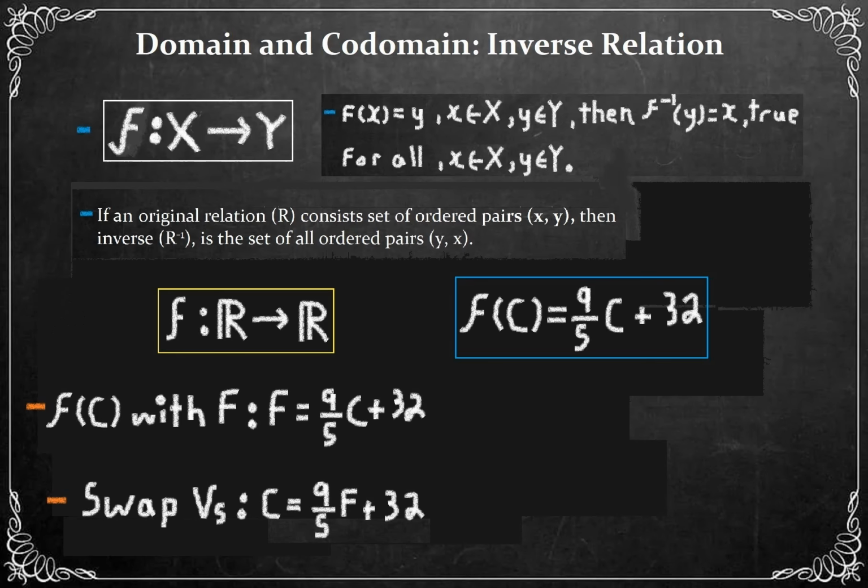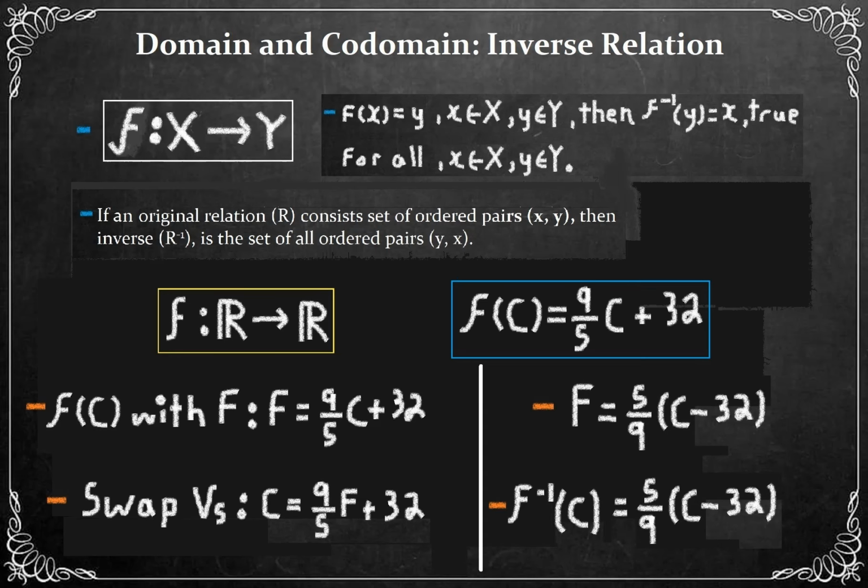First orange bullet. To find the inverse function, replace f of c with f. Second bullet. Swap the variables f and c to get c equals 9 over 5 f plus 32. In case you don't know, c is degrees in Celsius, f is degrees in Fahrenheit. Second column, ladies and gentlemen. First bullet. Solve for f. Last bullet. We can rewrite it as a function, f inverse of c equals 5 over 9 times c minus 32. Consequently, f of c and f inverse of c is consistent with the third blue bullet.